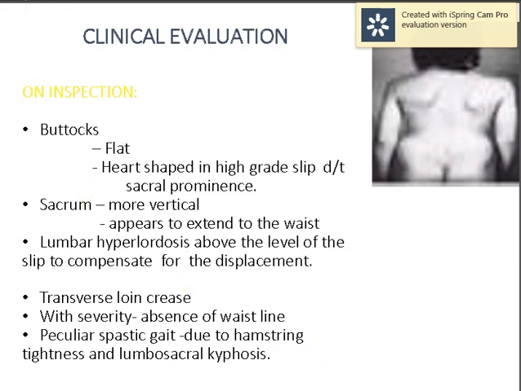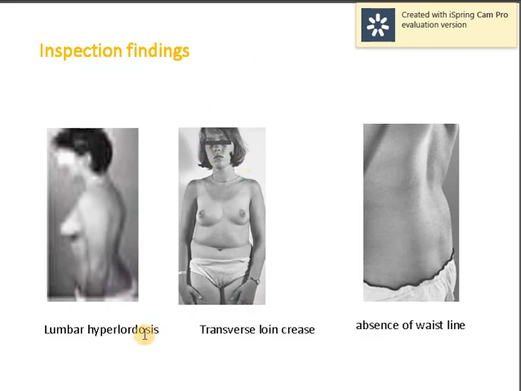This is important: lumbar hyperlordosis, transverse loin crease and absence of waistline.